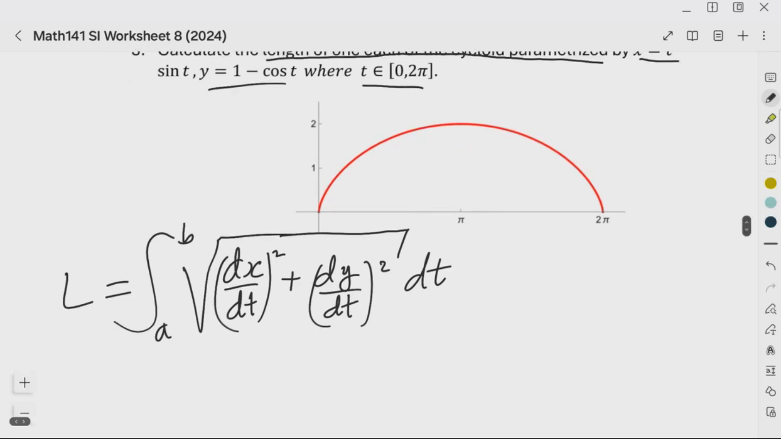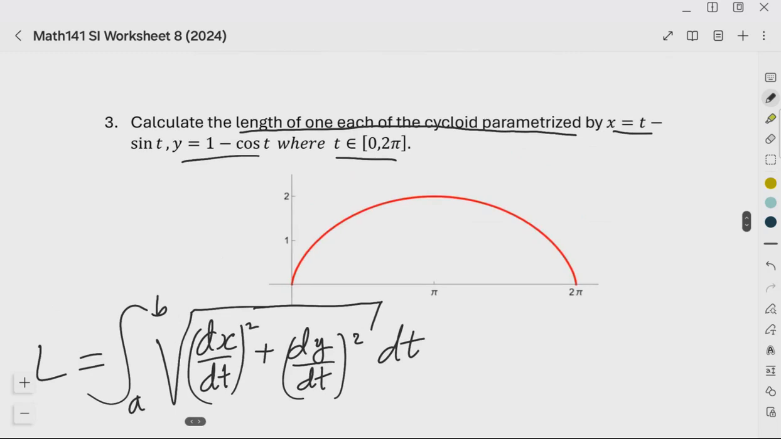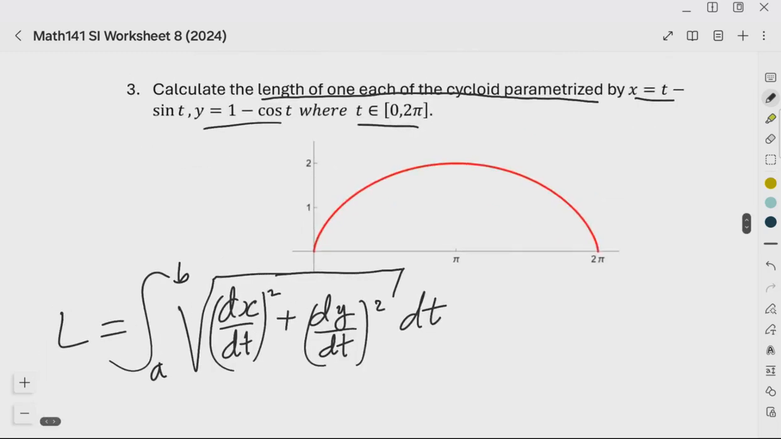How do we do that? Well, we're given x is equal to t minus sine t.